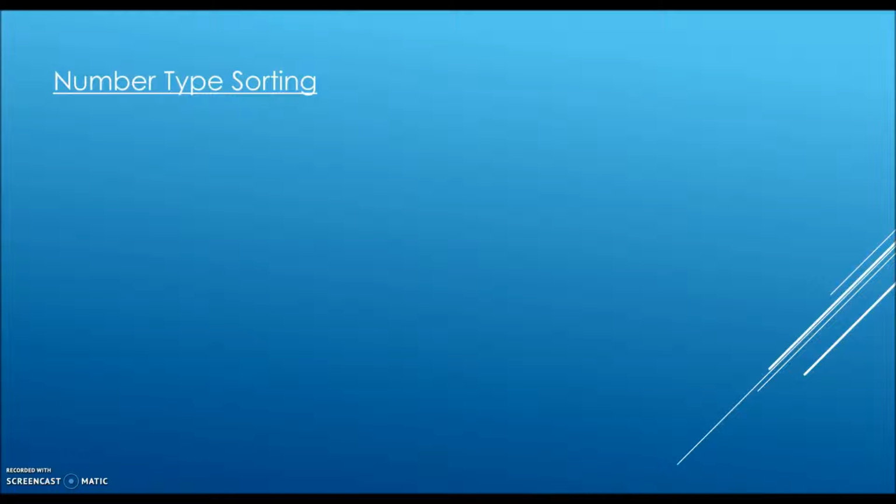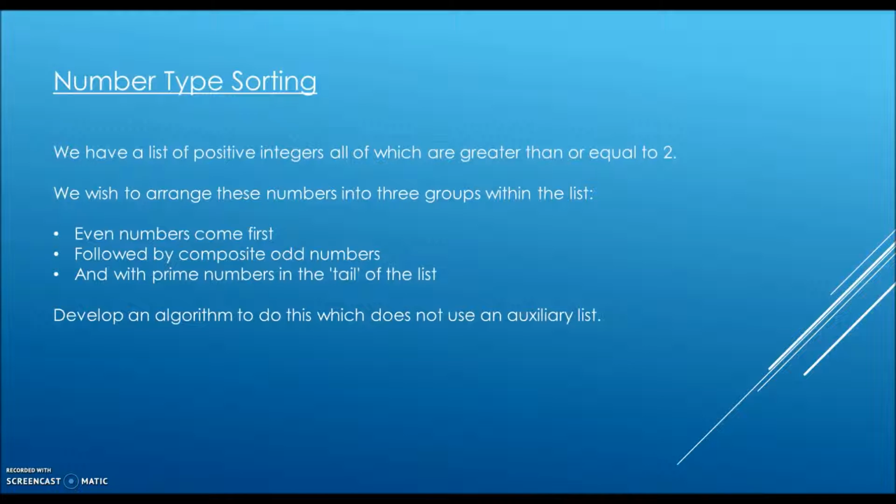The problem that we were presented with in our class was a number type sorting algorithm in which we have to list a list of positive integers, all of which are greater than or equal to 2. We should arrange these numbers into 3 groups within the list, with even numbers coming first, followed by composite odd numbers, and prime numbers sitting in the tail of the list. Our plan was to develop an algorithm to do this, which does not use an auxiliary list.